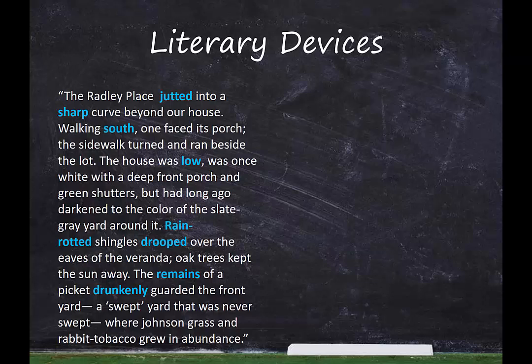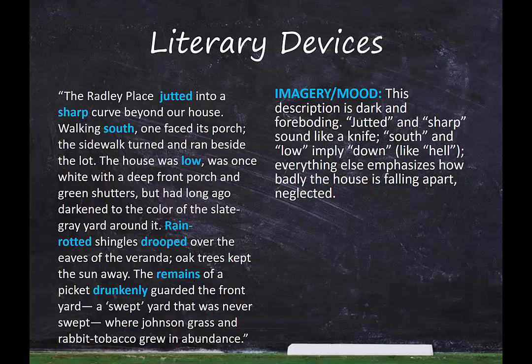Let's talk about the vivid picture the author has painted and what kind of mood it creates. The overall mood is dark and foreboding. The words jutted and sharp sound kind of like a knife. The words south and low imply down, like hell. And everything else emphasizes how badly the house is falling apart. It desperately needs paint, the shingles are rotting, the fence is falling over, and the yard is full of weeds. It looks neglected and kind of has the air of a haunted house, which fits the profile of Boo Radley in most people's minds.